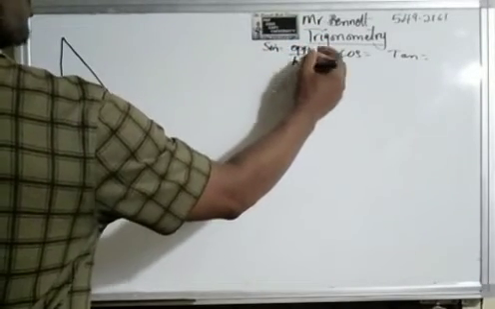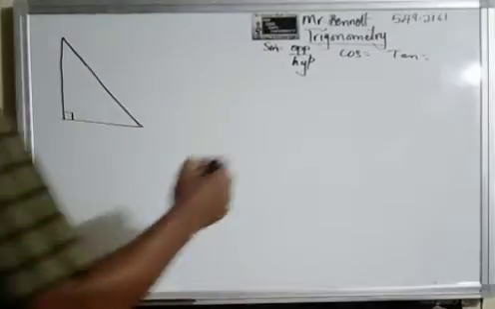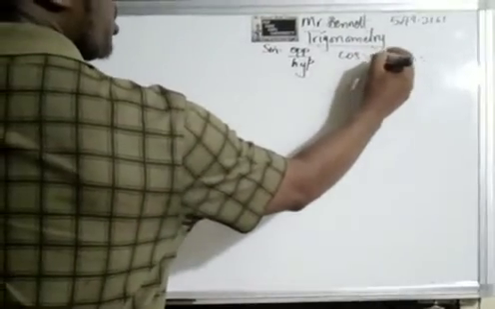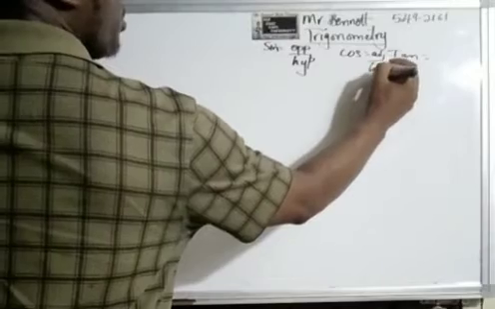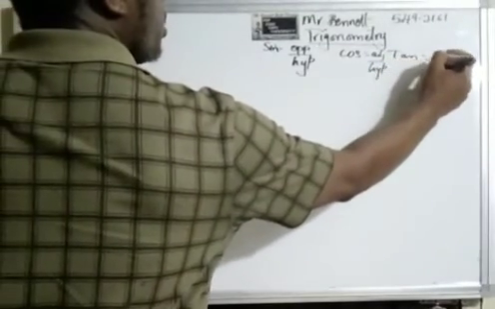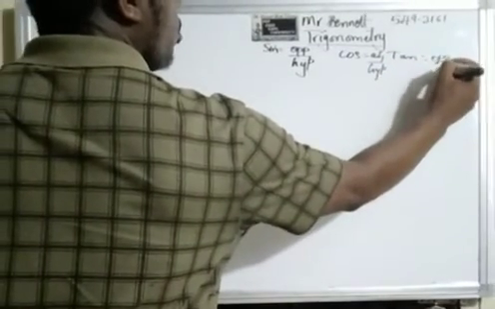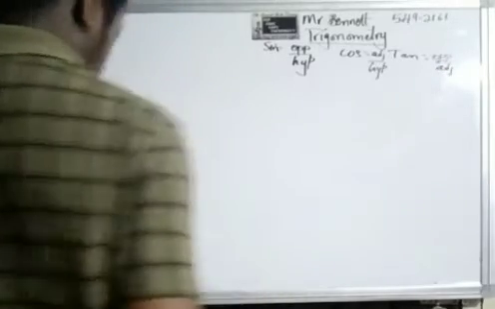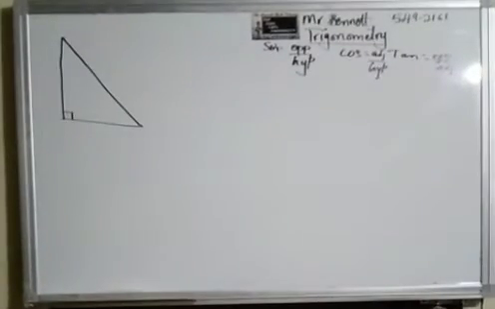over hypotenuse. We're gonna get to that. Cos is adjacent over hypotenuse, while tan is opposite over adjacent. And these are on your formula sheet, so you don't necessarily have to know the trig ratio out of your head, but it's good to know.